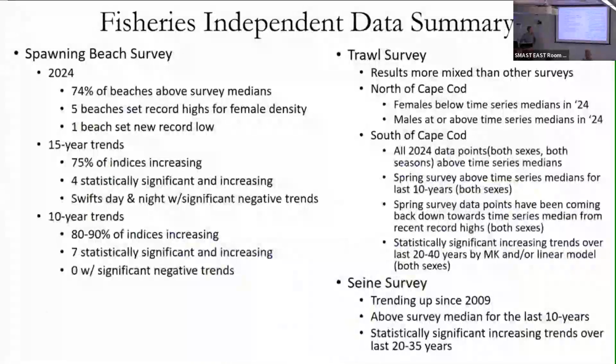So, fisheries independence summary for 2024: 74% of the beaches are above the time series medians. 5 beaches set new time series record highs. 1 beach set a new record low. For the 15-year trends, 75% of the indices are increasing. 4 have statistically significant and increasing trends, Swift's Beach being the exception to that.